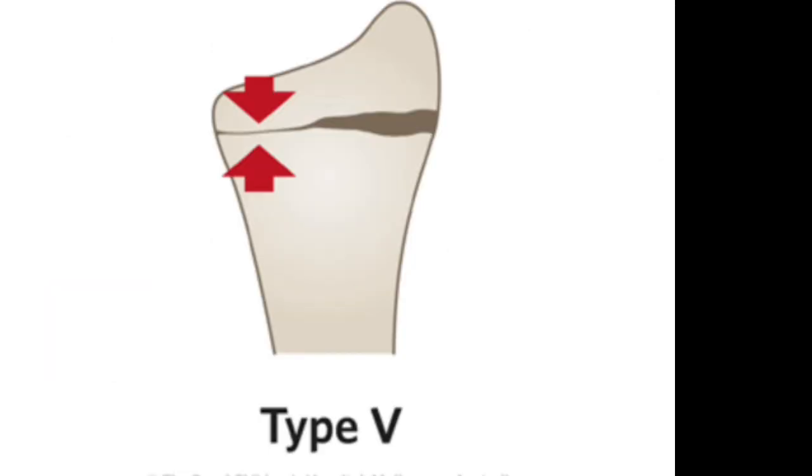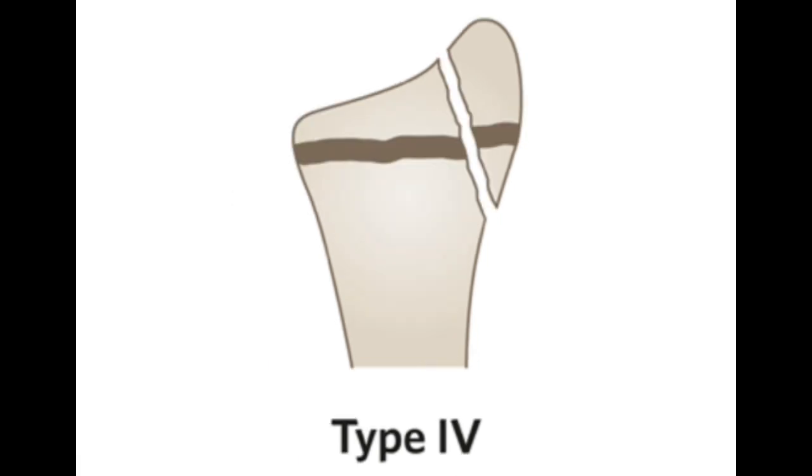The problem of type 5 is that it has poor prognosis and growth arrest is common as sign of crushed growth plate. However, in type 4 there is also a risk of growth disturbance.